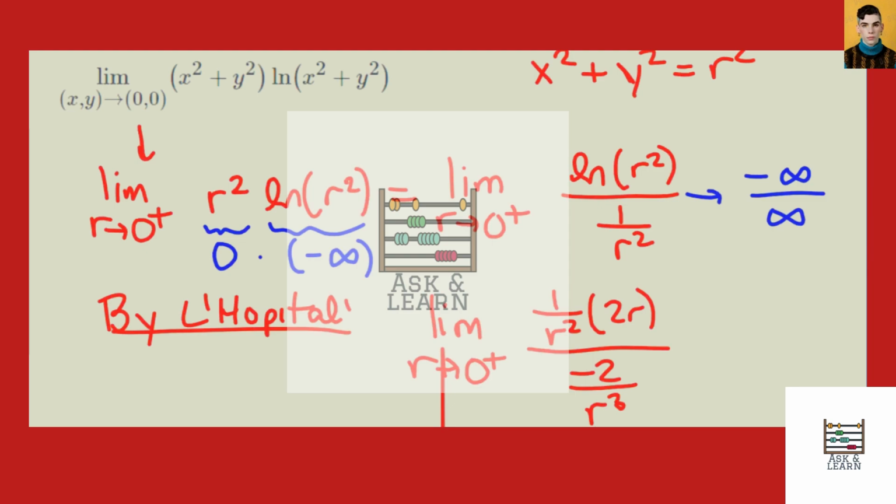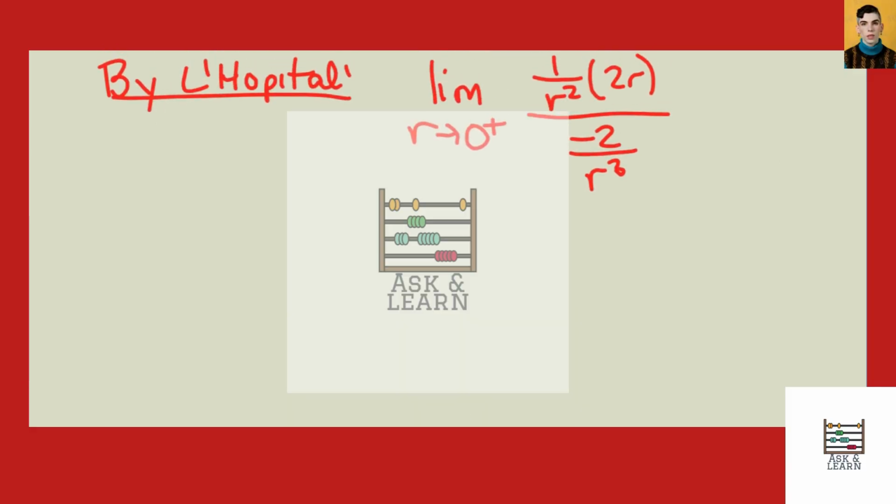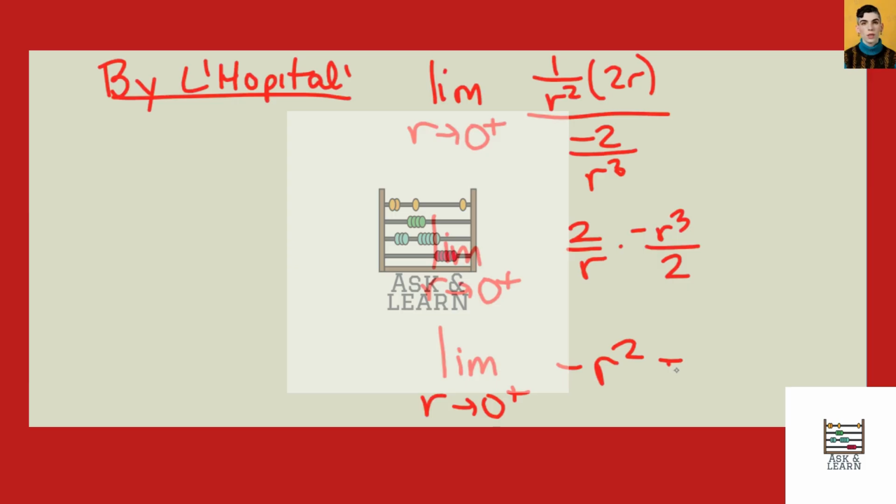So what does this give us? If we do this algebra, in the numerator I'm getting 2 over r. Dividing by that fraction is the same as multiplying by the reciprocal, so I'm multiplying by negative r cubed over 2. This gives us the limit as r approaches 0 from the right of just negative r squared. To evaluate that limit, I plug in and I get 0, my final answer for the question.